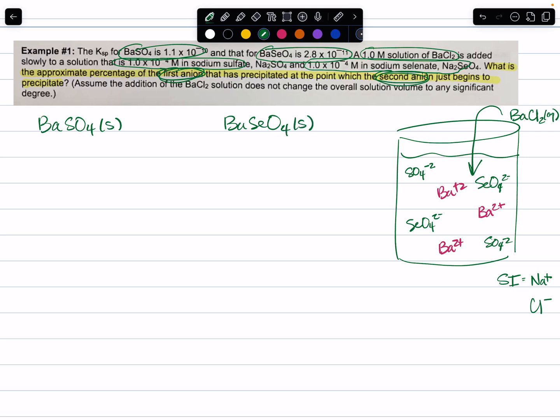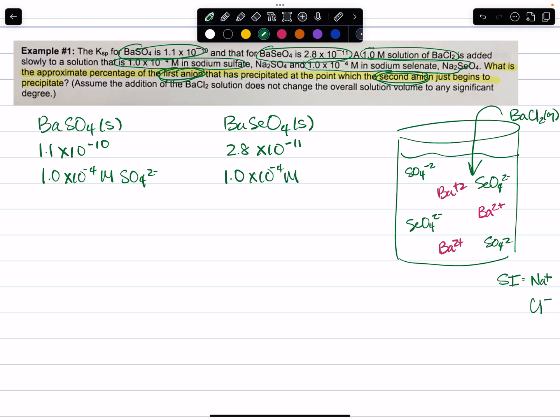Okay, now if we look at our KSP values for barium sulfate, we've got 1.1 times 10 to the negative 10th. And then for barium selenate, 2.8 times 10 to the negative 11th. Now those values are pretty close. For each of these, I have 1.0 times 10 to the negative 4th molar of the sulfate. And I have 1.0 times 10 to the negative 4th molar selenate.